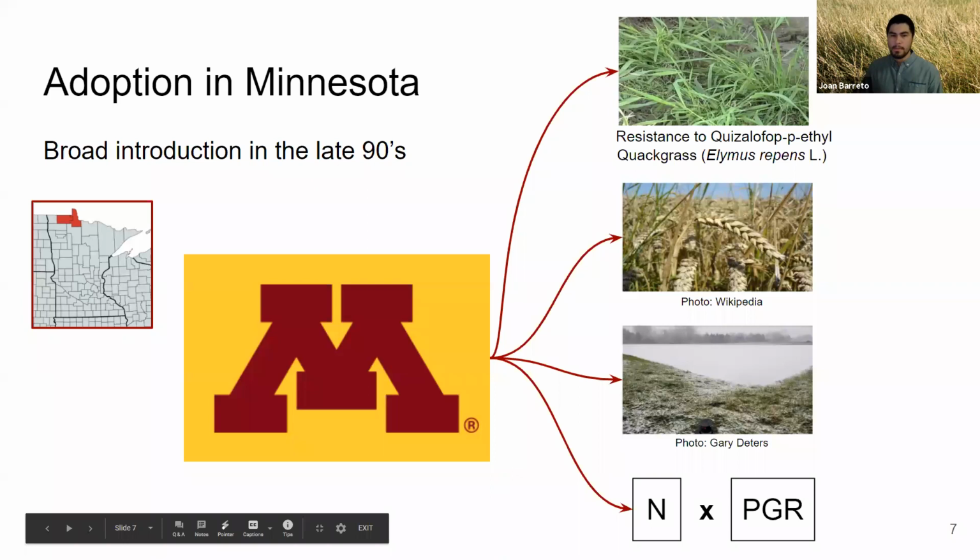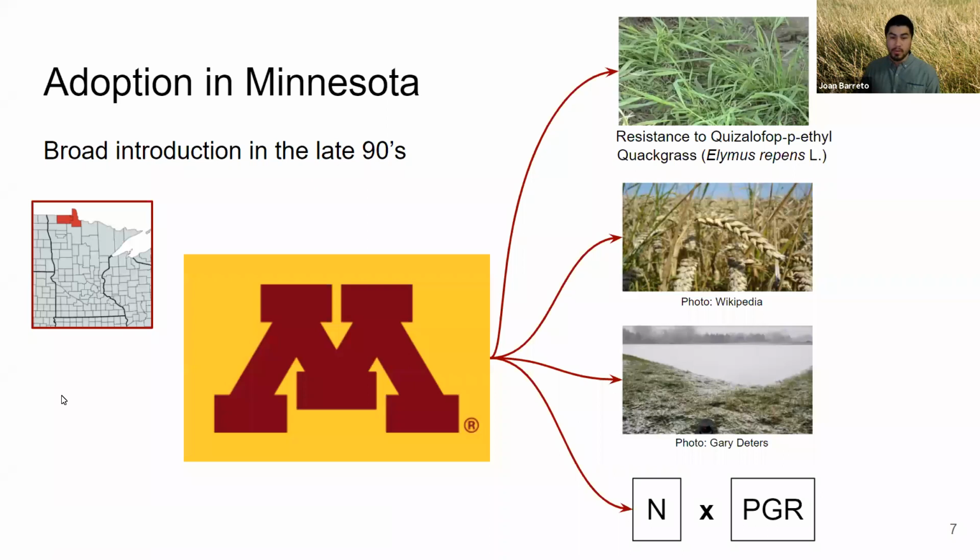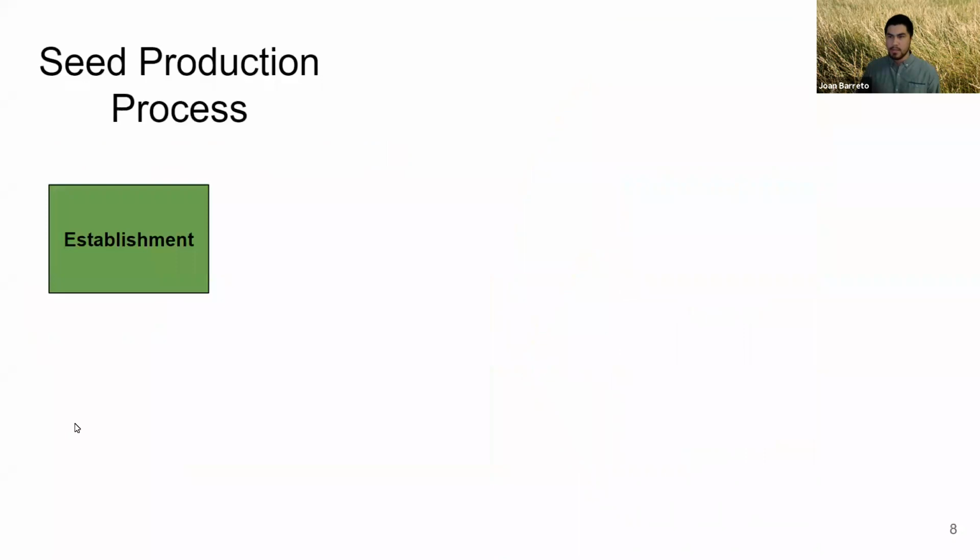In Minnesota, the improvement has focused on seed production, which plays an important role in animal feed, sport fields, and landscaping industries. The general seed production process starts with establishment, which in Minnesota happens in spring or late summer. This involves a series of planting, field preparation, and year-round management before harvesting.